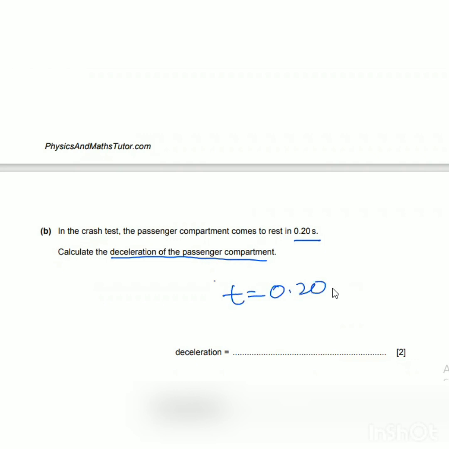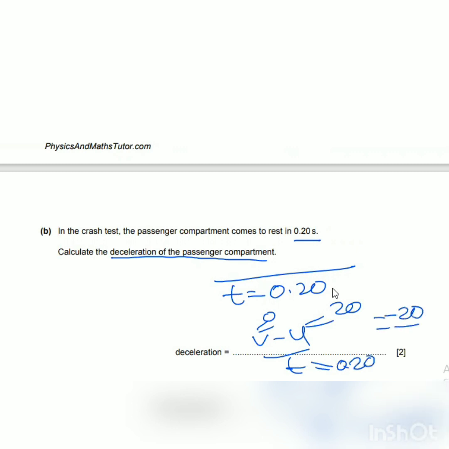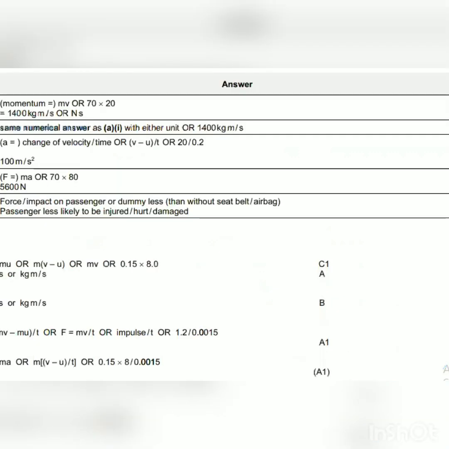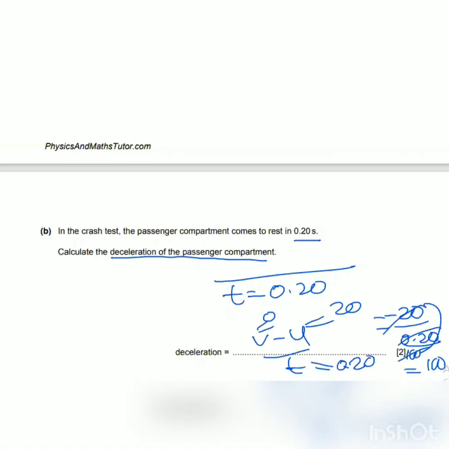But then we know the velocity. What is deceleration? V minus u by t. V is 0, and initially the same velocity it had, 20. This is given to be 0.20. So it is basically minus 20 by 0.20, which is 100. This can be written as 20 by 100, so this goes up, this cancels. So it's 100 meter per second square. 100 meter per second square. Okay, this here.